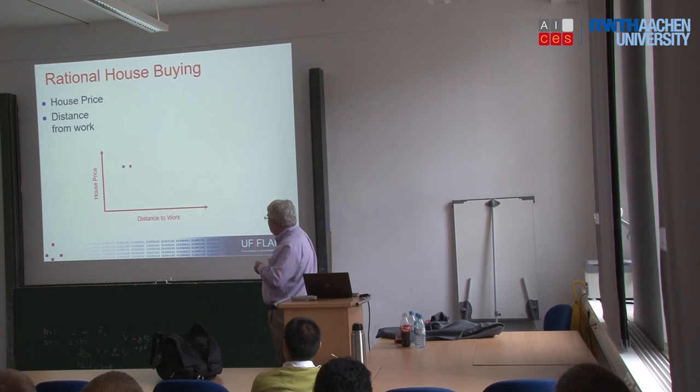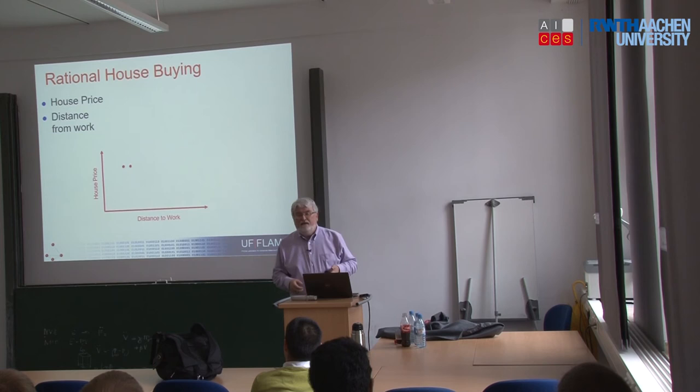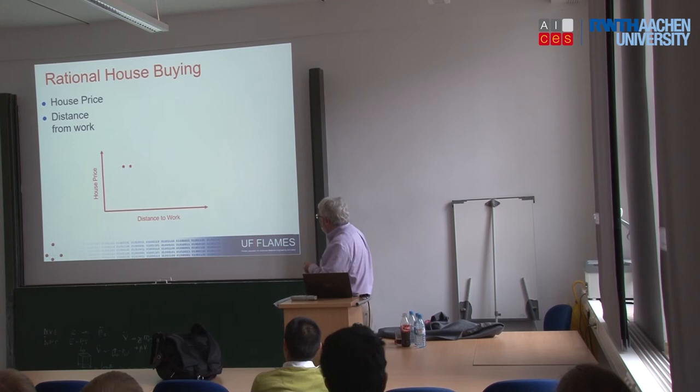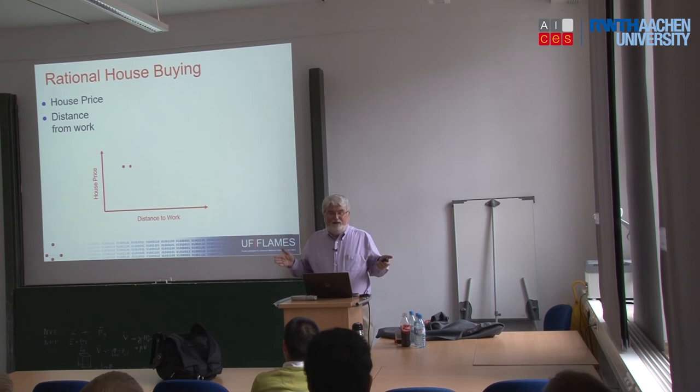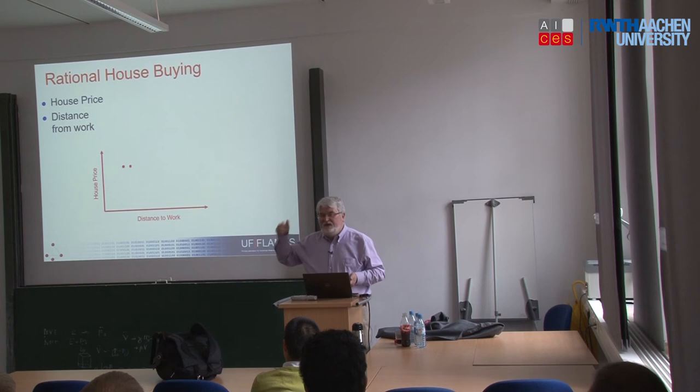So based on my only two criteria, house price and distance from work, there's no rational reason why I would even consider that house. Because the only two things I care about are the distance to work and the cost. It costs the same, but it's further from work. Therefore, that's not a rational choice to buy that house. Now, of course, there's all sorts of other dimensions to this space, but we'll get to those in a minute.